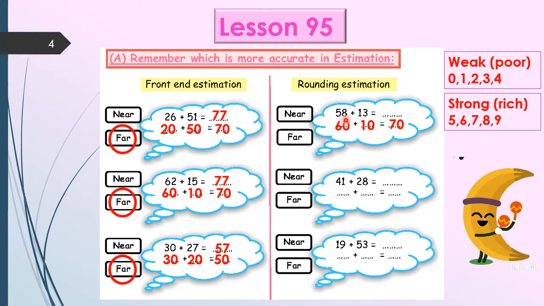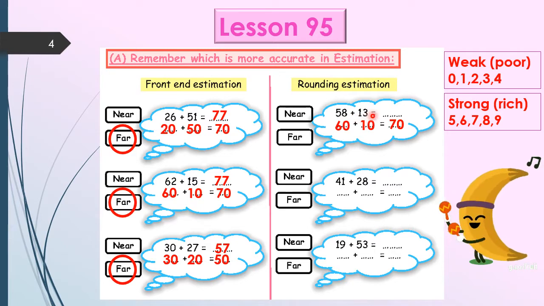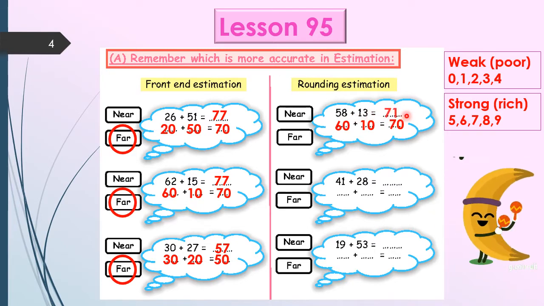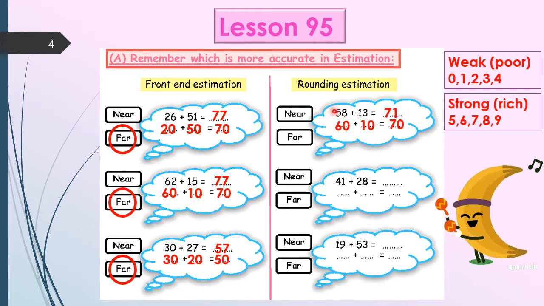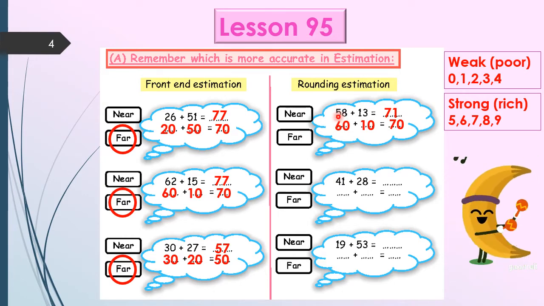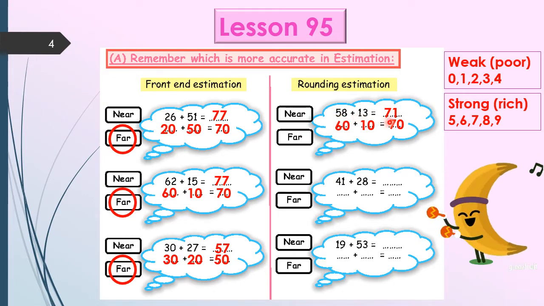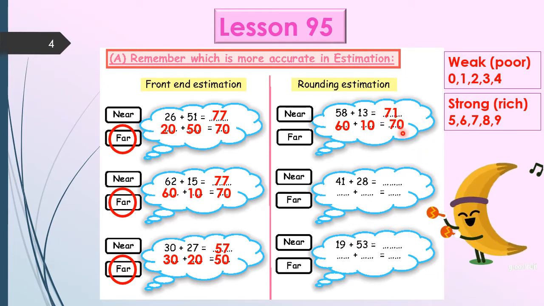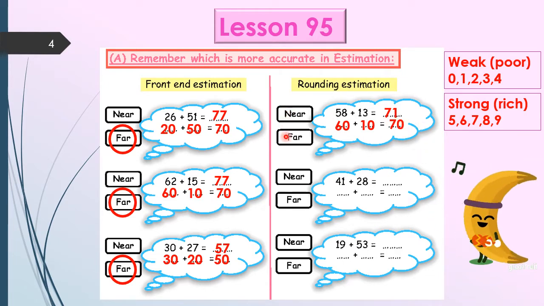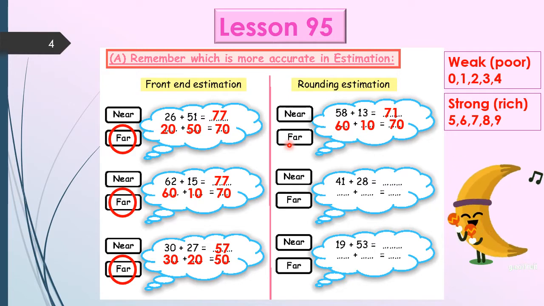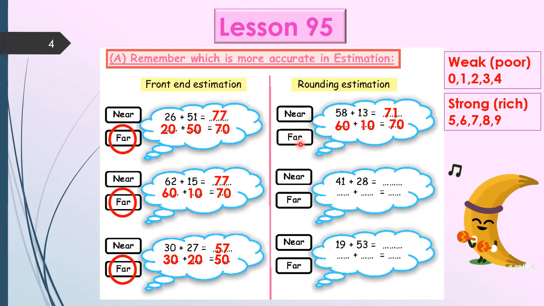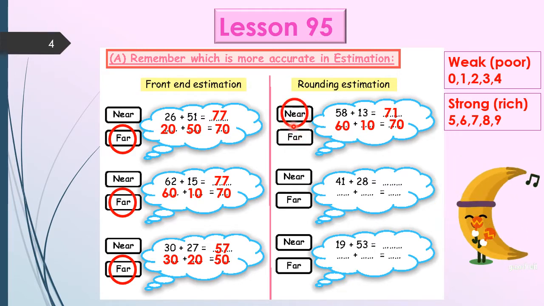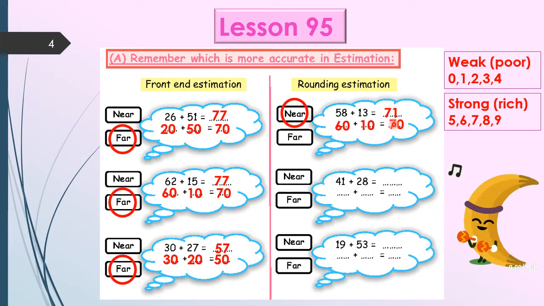Let's check our real answer here. 8 plus 3 equals 11. 1 and carry 1. And 1 plus 5 equals 6, 6 plus 1 equals 7. It will be 71. 71 and 70. Are they near or far? Yes, it will be near, by one step only. Excellent. Let's go to the next one.